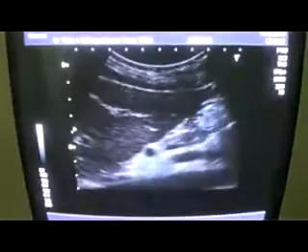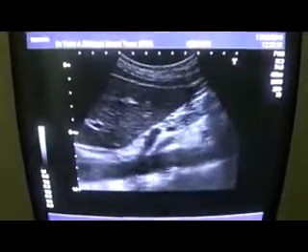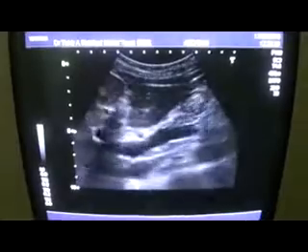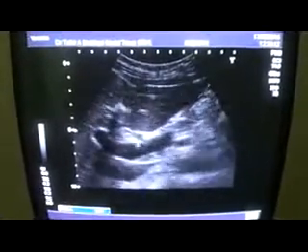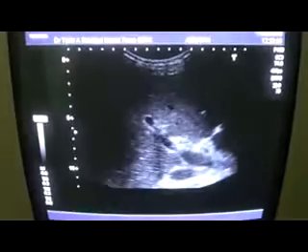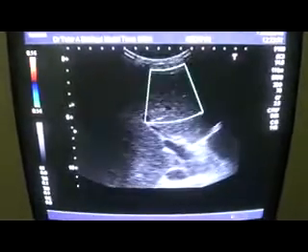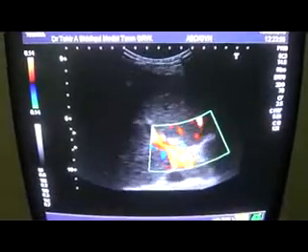This area is important. Why? Because we have to rule out any para-aortic adenopathy. No, nothing. This is the portal vein. This one is the portal vein. There you are. The portal vein is normal, patent.